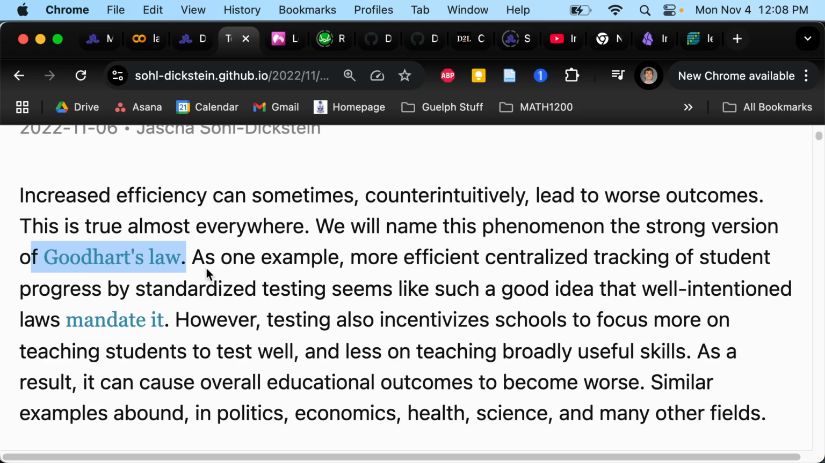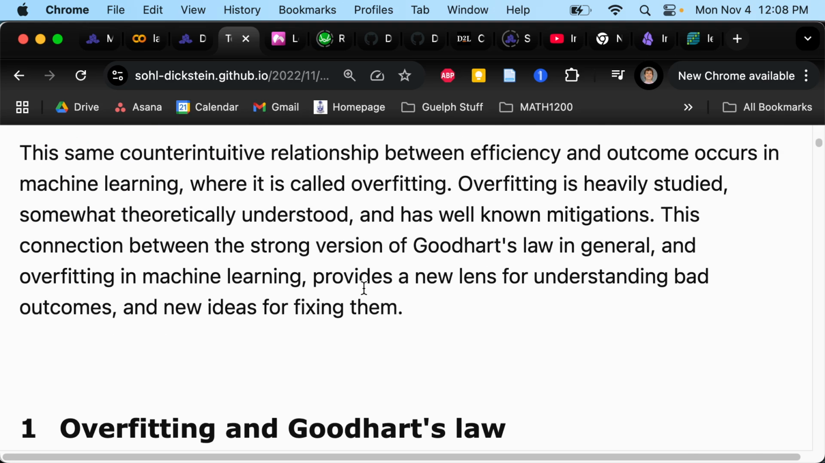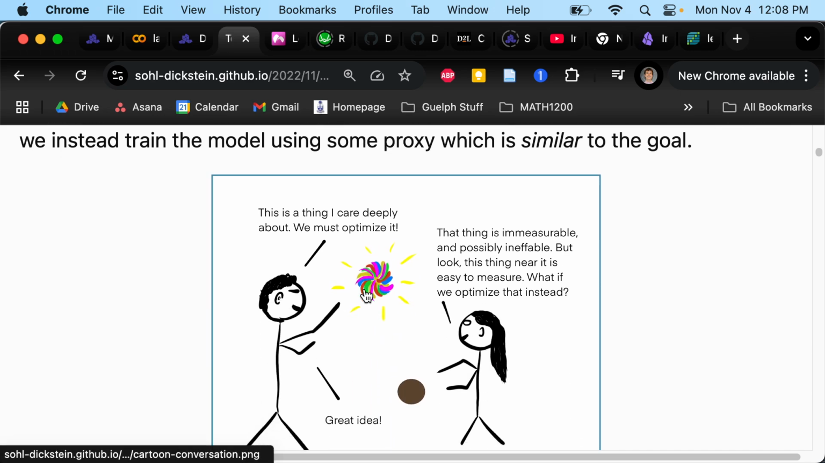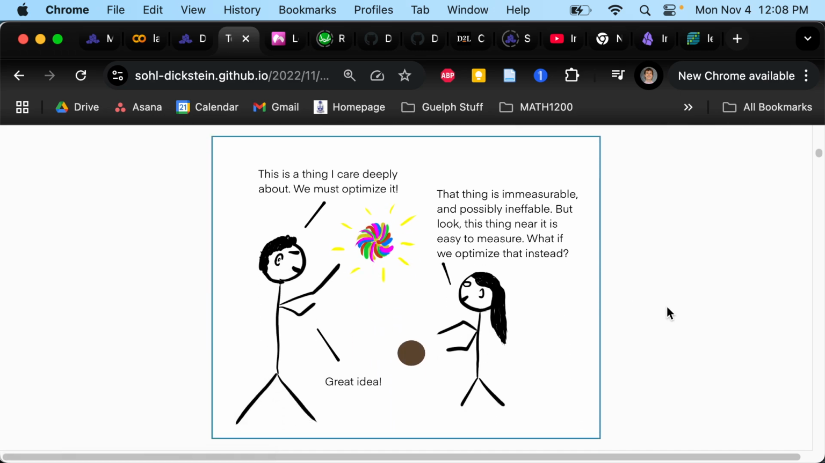They have a nice little cartoon. This is the world's best cartoon. Are you guys ready for the world's best cartoon? Here we go. Amazing. This guy is a skilled artist. So this guy says, this is a thing I care deeply about. We must optimize it. So we want to make the rainbow thing as good as we can. And then this person says, that's tough. That thing is immeasurable and possibly ineffable. We can't figure out what this is. But look, this thing here is easy to measure. What if we optimize that instead? Great idea. It seems like a weird situation, but we've been doing this the whole course.